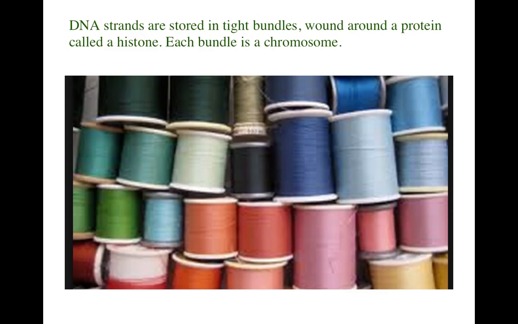So here's like an analogy that helps me: if you think of a bunch of spools of thread, that's kind of what a chromosome is. A chromosome is basically, like I said, a bundle of DNA, and it's wound really tightly. So each one of these spools of thread kind of represents a chromosome. It's a bundle of DNA, a long strand wound really tightly around a histone. Okay? And humans, as you know, we have 23 pairs of chromosomes. So we have a total of 46 chromosomes, one from our mom and one from our dad.